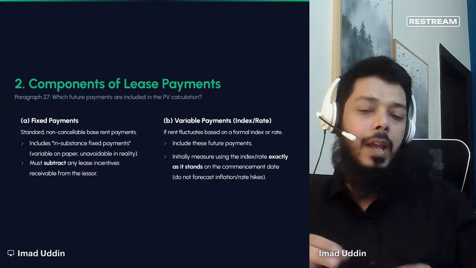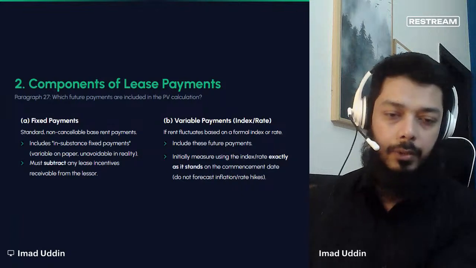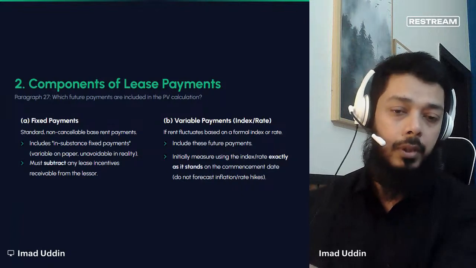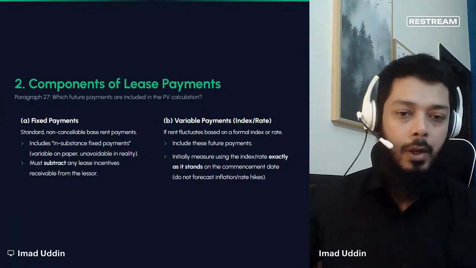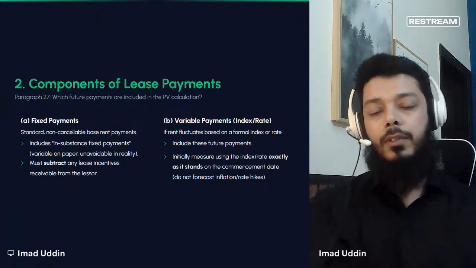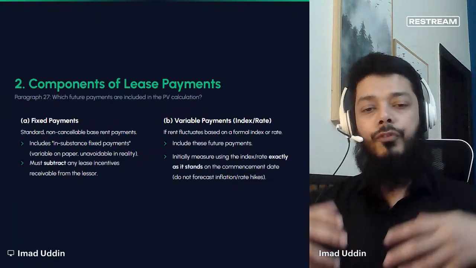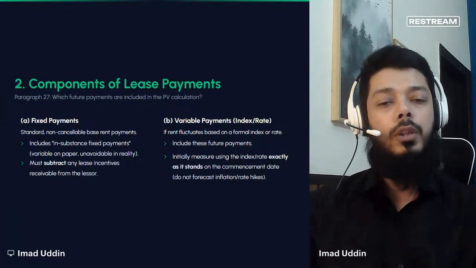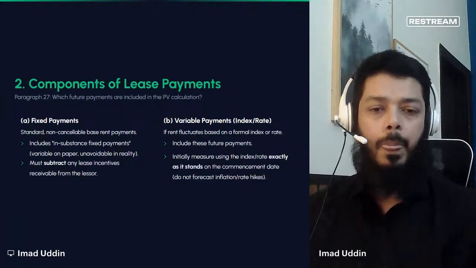And so when we have these rentals linked to an index or rates, a rate might be LIBOR or KIBOR or any central interbank offered rate. When these lease rentals are linked to these index or rates, those variable payments are also included in the calculation of lease liability. They are not excluded.